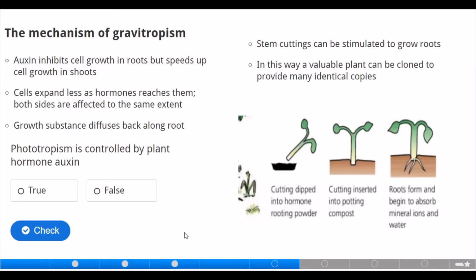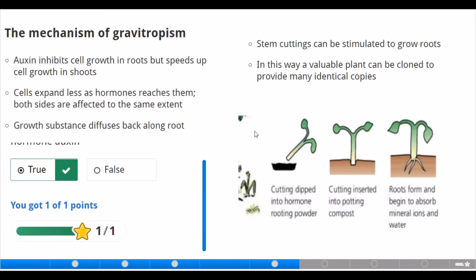The mechanism of gravitropism. Auxin inhibits cell growth in roots, but speeds up cell growth in shoots. Cells expand less as the hormone reaches them. Both sides are affected to the same extent. Growth substance diffuses back along the growth. Then, phototropism is controlled by the plant hormone auxin, true or false?